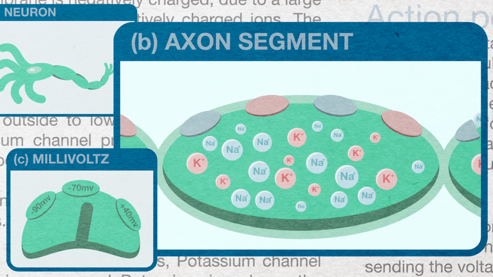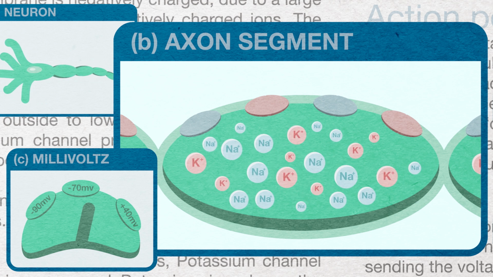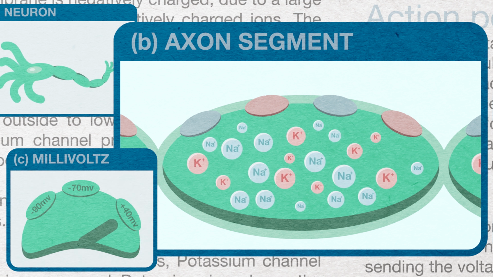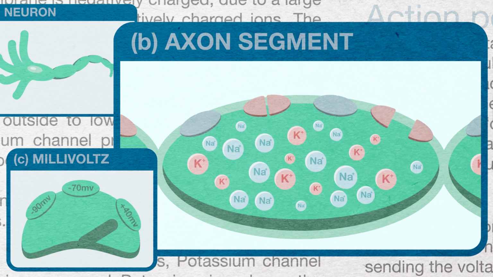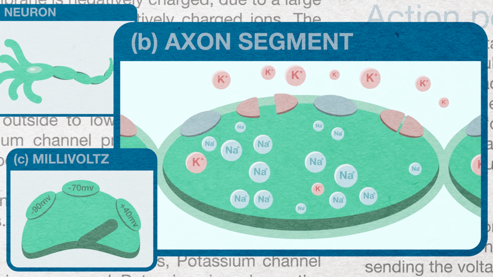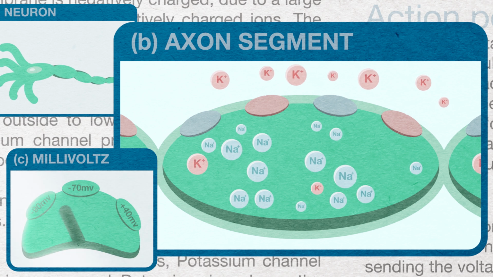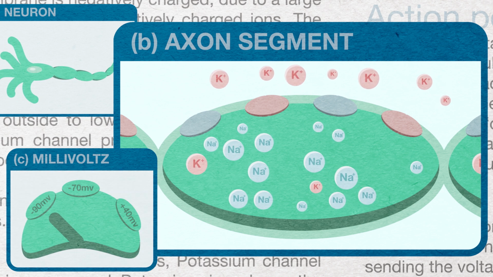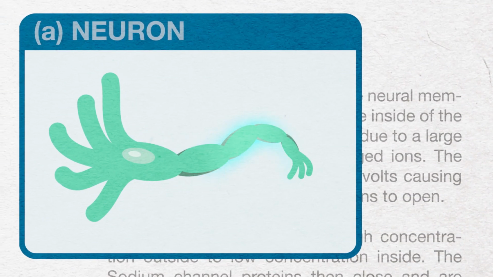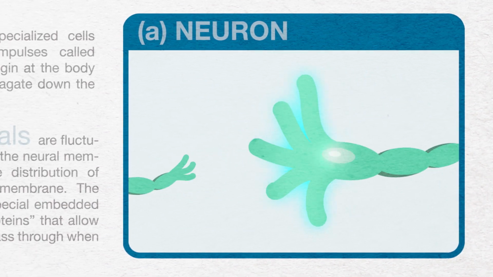The adjacent patch of axon becomes less negative on the inside relative to the outside, rising to +40 millivolts. When this happens, the potassium channel proteins open and potassium ions leave the cell. The voltage changes across the membrane, dropping from +40 millivolts to -90 millivolts. As the impulse reaches the axon terminal, neurotransmitters are released which influence the neighboring neurons.